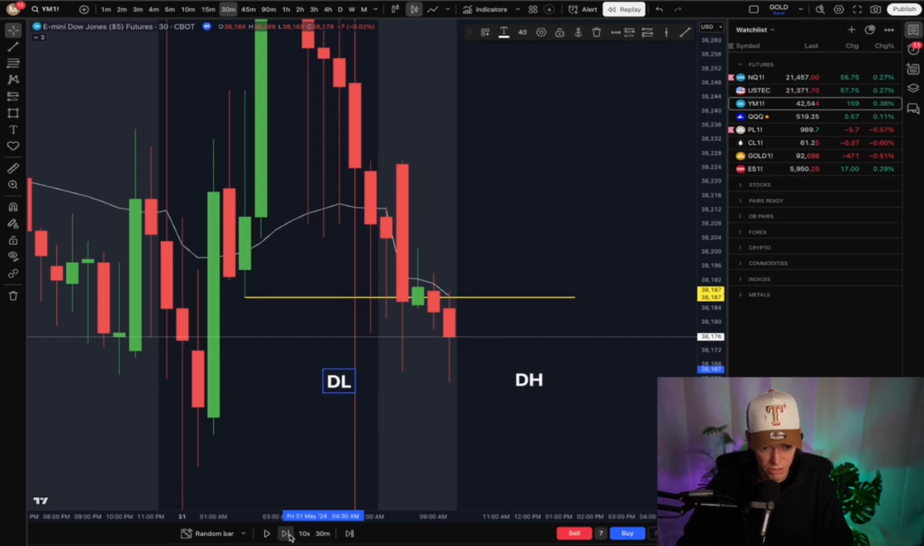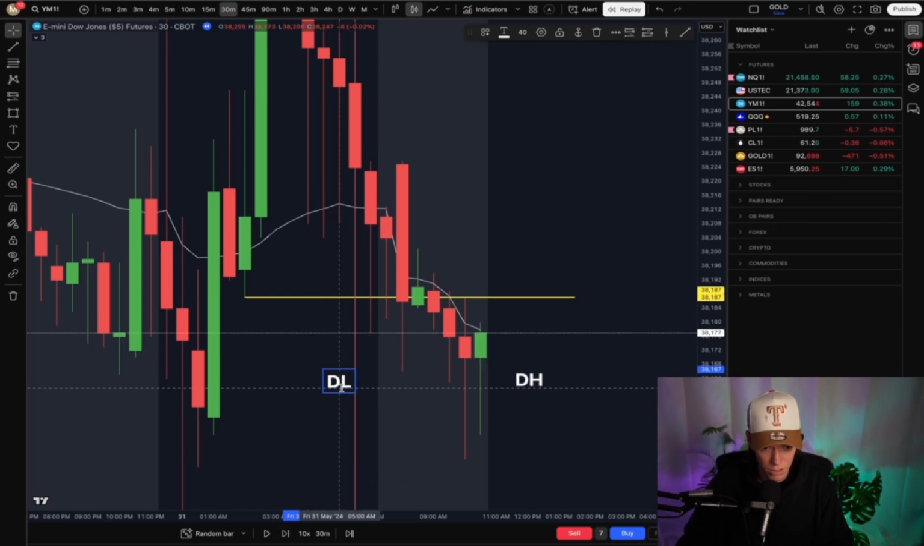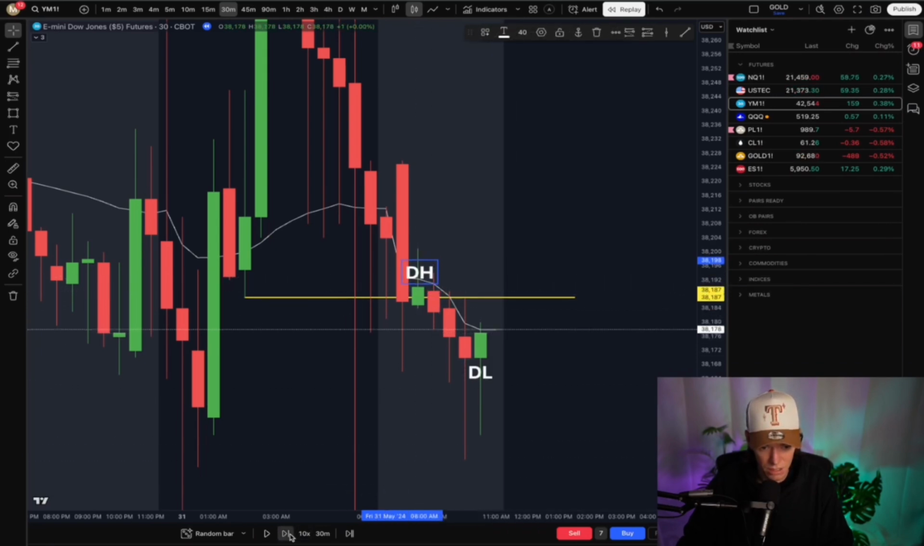We'll wait till we get a green candle. There we go. All right, so this is our downtrend low. This now becomes our downtrend high. We're finding the last color change there. Not yet. Still not yet.